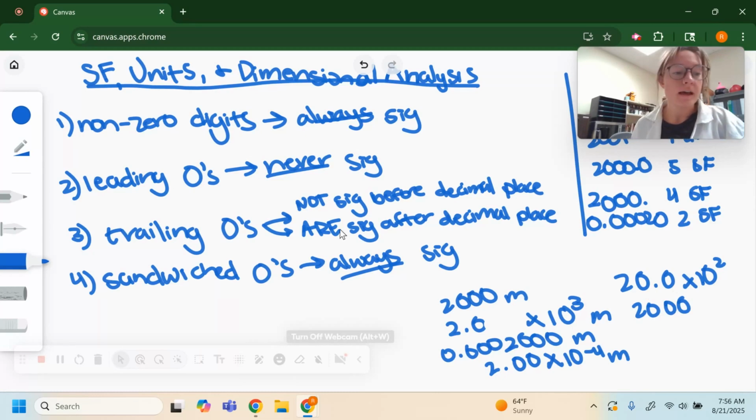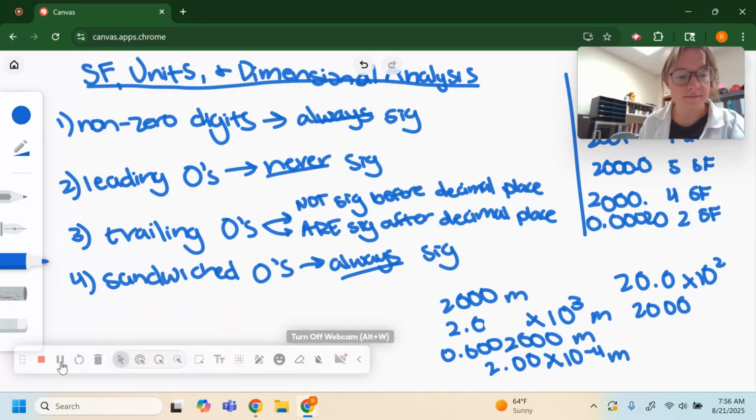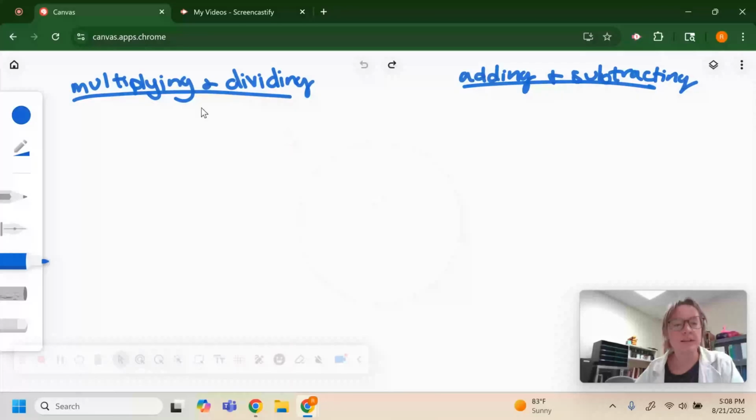Okay, that's a little bit on significant figures. Let's talk about how to keep significant figures when you're multiplying, dividing, adding, and subtracting. I'm going to get a new page pulled up here. Okay, let's talk about multiplying and dividing and adding and subtracting with sig figs.